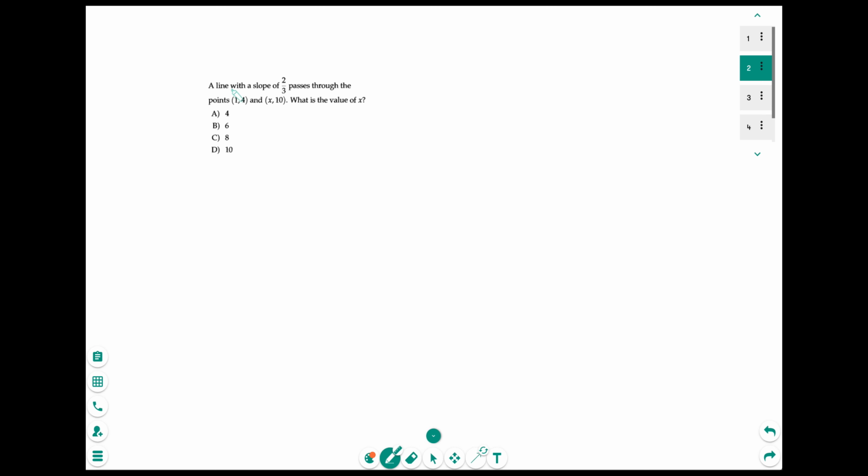Okay, here's the next question. A line with a slope of 2/3 passes through the points (1, 4) and (x, 10). What is the value of x? Well, again, we have to refer back to our y equals mx plus, I'll use b this time, y equals mx plus b. It says that we know the slope, so I can put that in right away. Y equals 2/3 x plus b. They've given us 2 points.